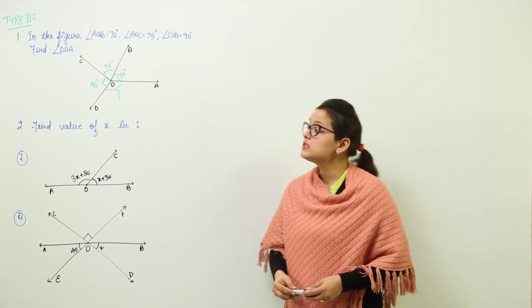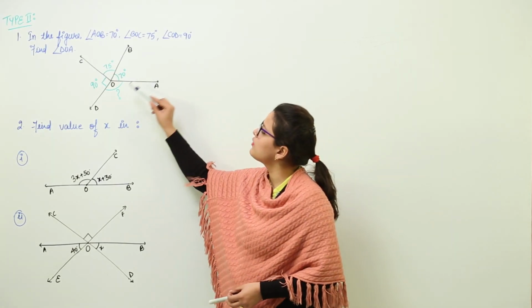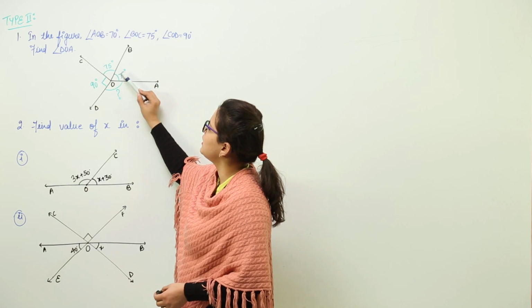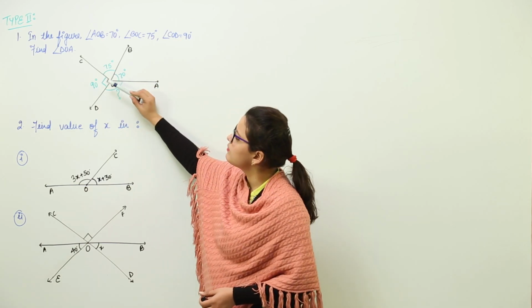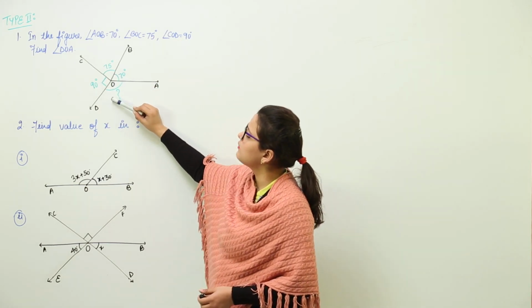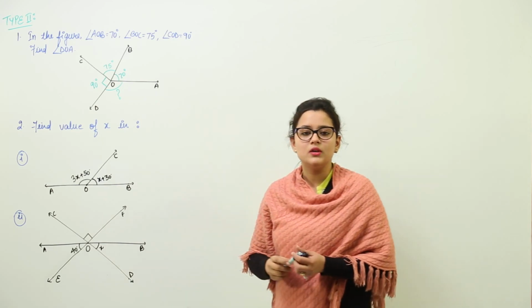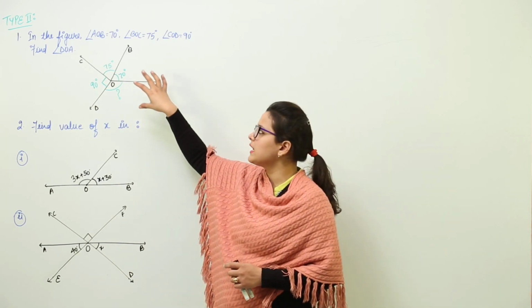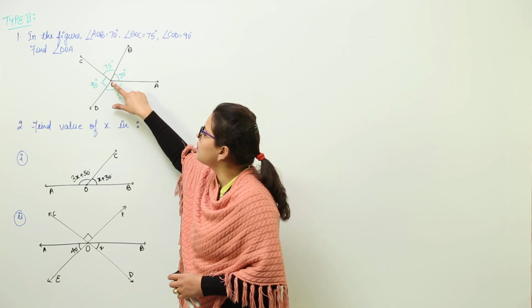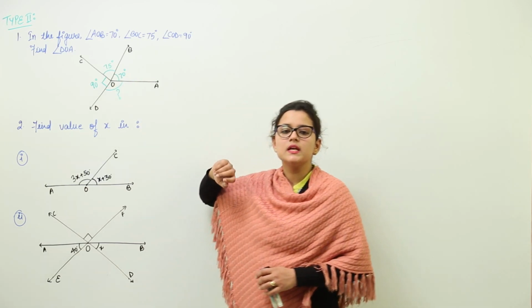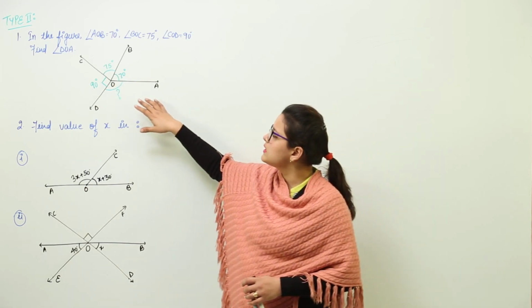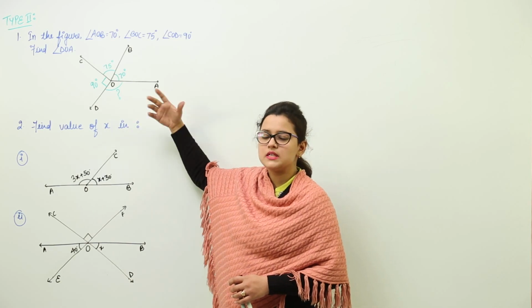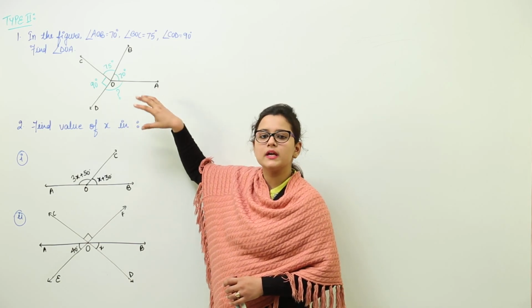Next question is, when in this figure we have been given that AOB is 70, BOC is 75, COD is 90, and we have to find the measurement of DOA. Because all the four angles over here are having the common vertex, we can say that the same point is common. You can say this point is common to all the angles over here.